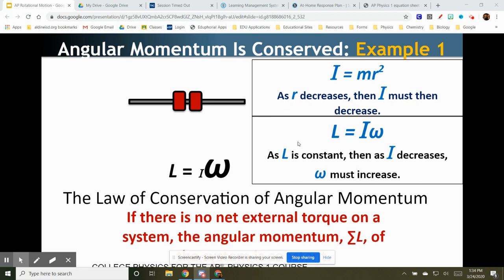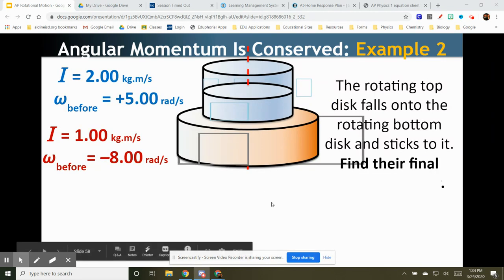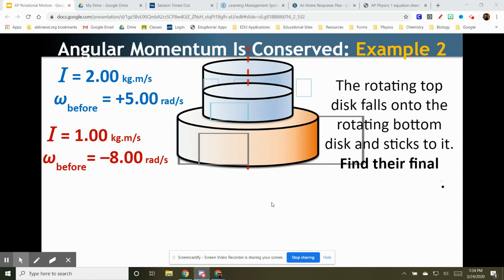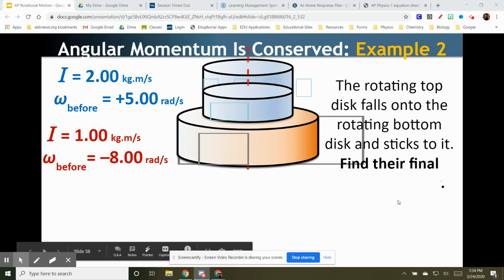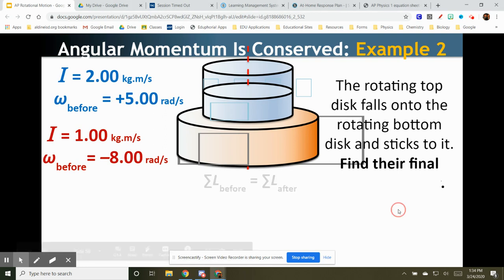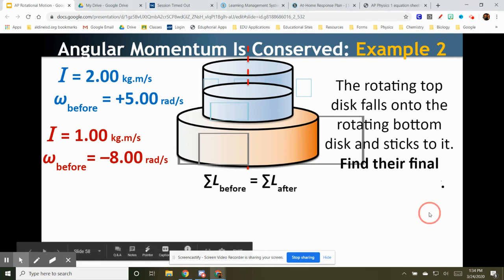So I'm thinking that maybe this idea is going to get a little bit more solidified if we do a practice problem. So let's go ahead and look at the next slide. So it says the rotating top disk falls onto the rotating bottom disk and sticks to it. Find their final angular velocities, it's supposed to say. So let's go ahead. I'm going to give you a minute.